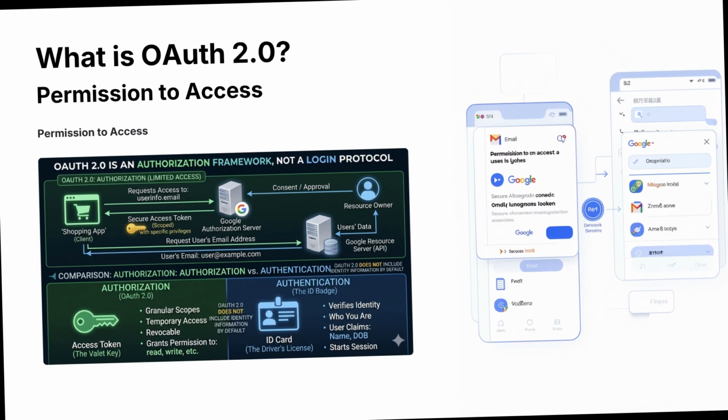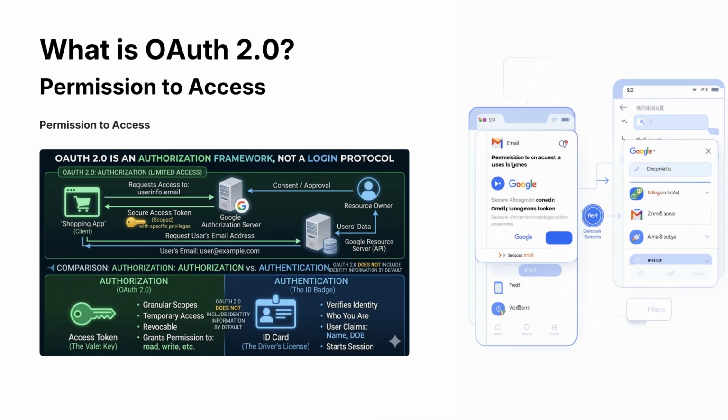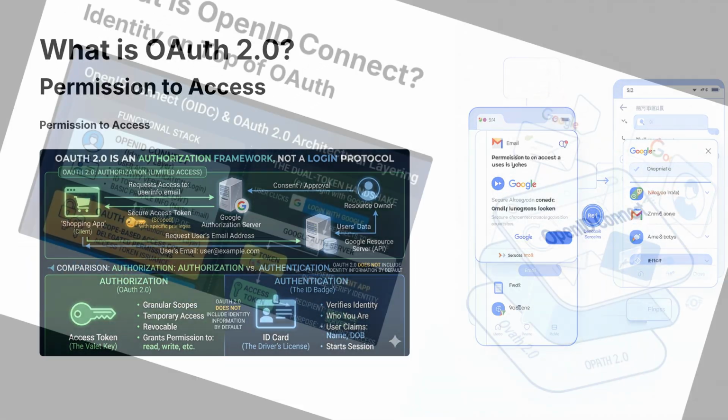OAuth 2.0 is not a login protocol. It is an authorization framework. Its purpose is to allow one application to access certain information from another application without sharing your password. For example, a shopping app may request permission to view your email address from Google. Google asks for your consent, and if you approve, it provides a secure access token.